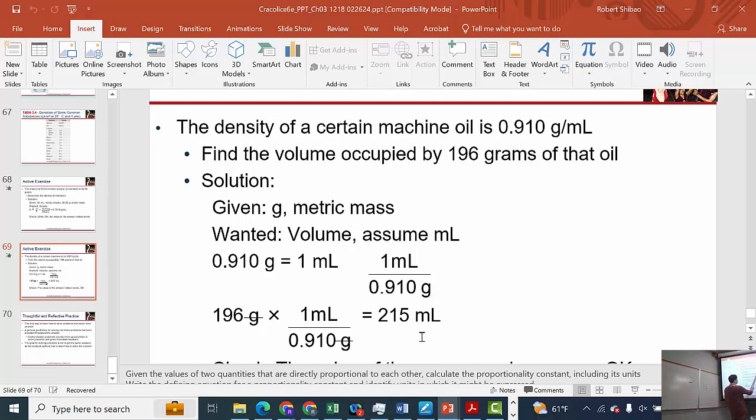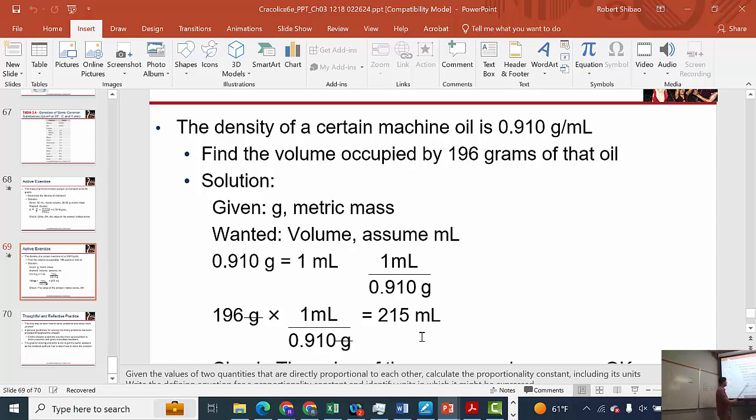The density of a certain machine oil is 0.910 grams per milliliter. Find the volume occupied by 196 grams of that oil. So this is just dimensional analysis. This is the main problem-solving method. This is equivalency. We can come up with two ratios, milliliters per gram or grams per milliliter, just flip it over. And so in this case, we're going to use milliliters per gram. We're going to cancel out the grams and leave us with milliliters.